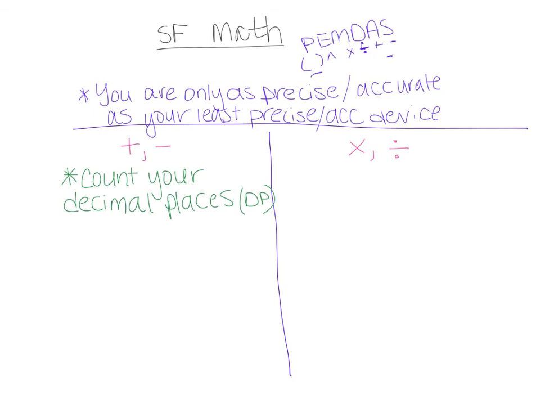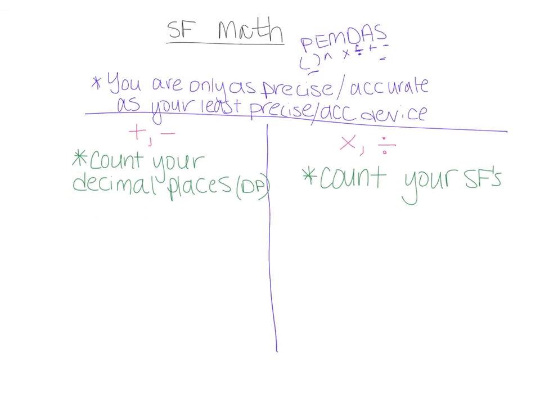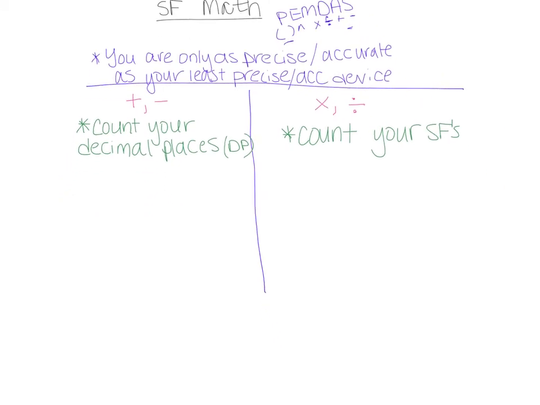So when I say decimal places, I'm talking about, do I go to the tenths? Do I go to the hundredths? Do I go to the thousandths? Okay? When you're doing multiplication and division, your most important thing to do is you must count your sigfigs, which is why we learned in the first place which one is significant, which one isn't. Okay?